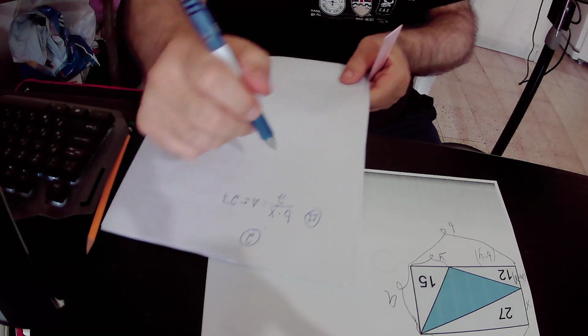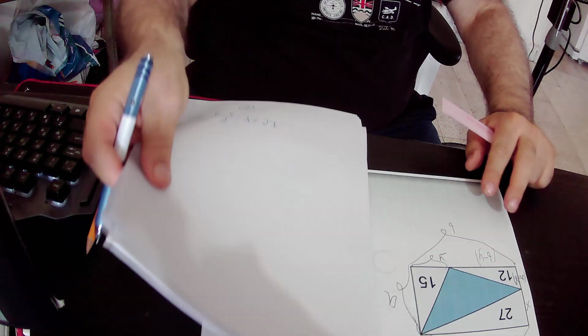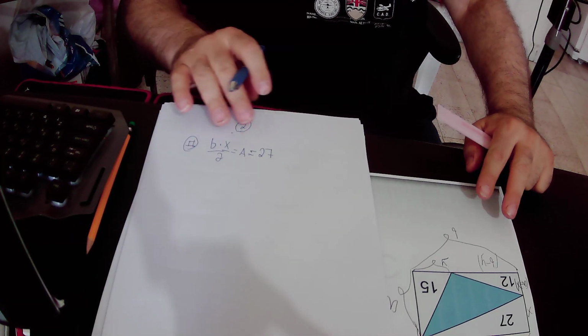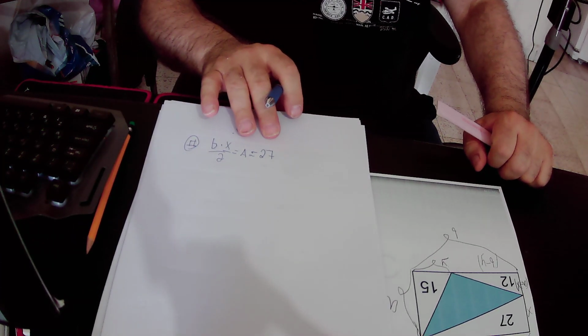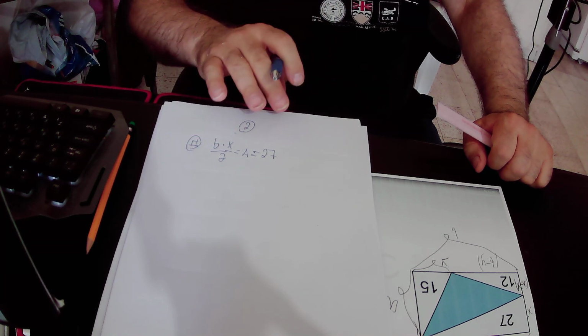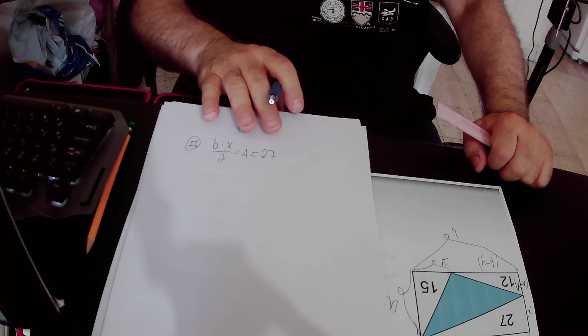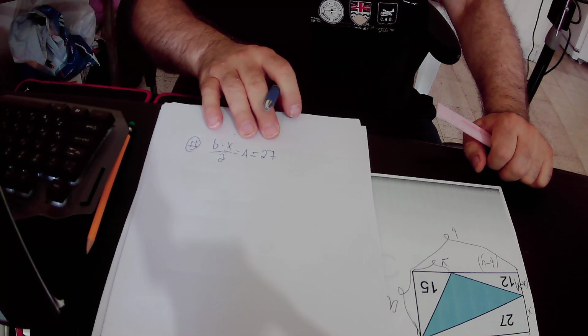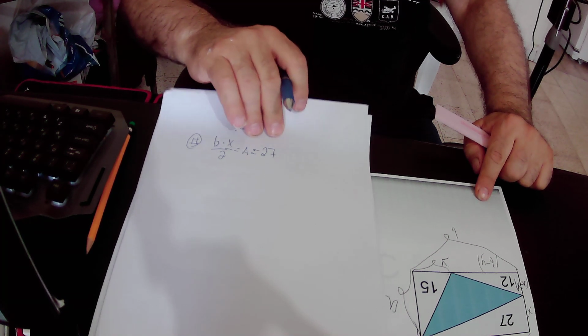So the formula for the area of the triangle, that is, the area is 27 units, equals b times x divided by 2. Okay, and the area is given to us and is equal to 27 units.